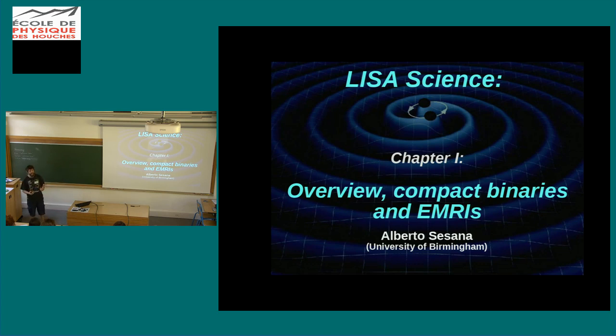So in particular, mostly compact binaries. So stellar mass binaries, black hole binaries, supermassive black hole binaries, extreme mass ratio inspirals, and all this kind of stuff. Okay, so that's just a disclaimer. I'm talking about science that we do with astrophysical sources, not cosmological ones, with LISA. But that doesn't mean that it's the most important bit of science. It's just the bit of science that I know.